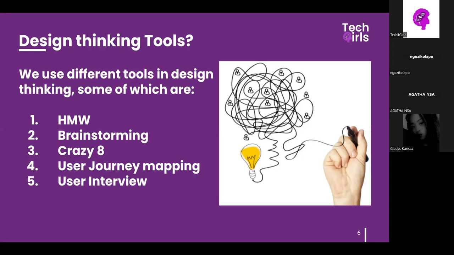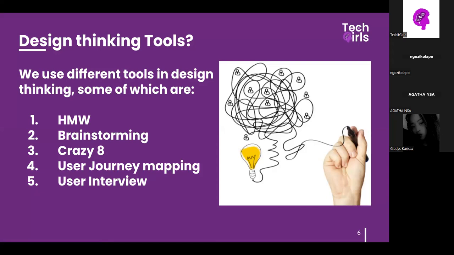Then the third one is crazy eights. The crazy eights exercise is always conducted when you're in a team and you're trying to come up with solutions. How this is conducted is that everyone will sit down and come up with 8 different solutions to a problem. You draw out or sketch out the solutions you think can work for the problem that you're trying to build.